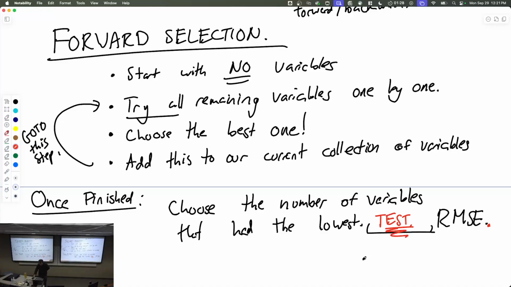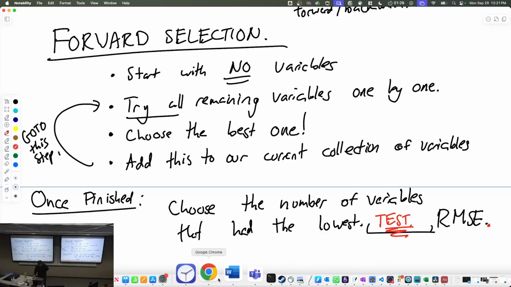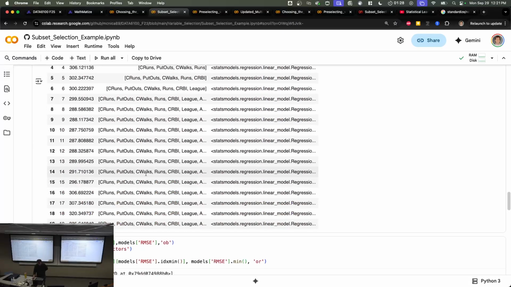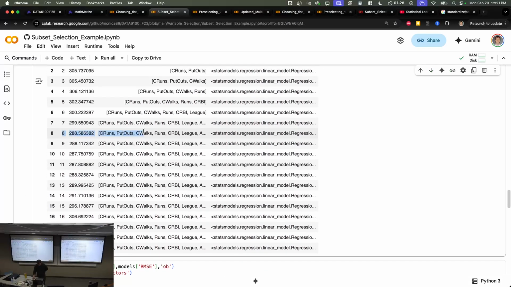Okay, so we say, hey, look, the best thing we can do for predicting the salary is to use 8 or 10 predictors, something like that. That is the best you can do. And so you come up with this model, and here is the model. This one tells you all the different variables that were used and what its RMSE was. So C runs, put outs, C walks, runs, C RBI, what league you were in, things like that. And you get an RMSE of 287.75, 288 or 287, depending on which one you want to use. That is the best model we can think of using forward selection.